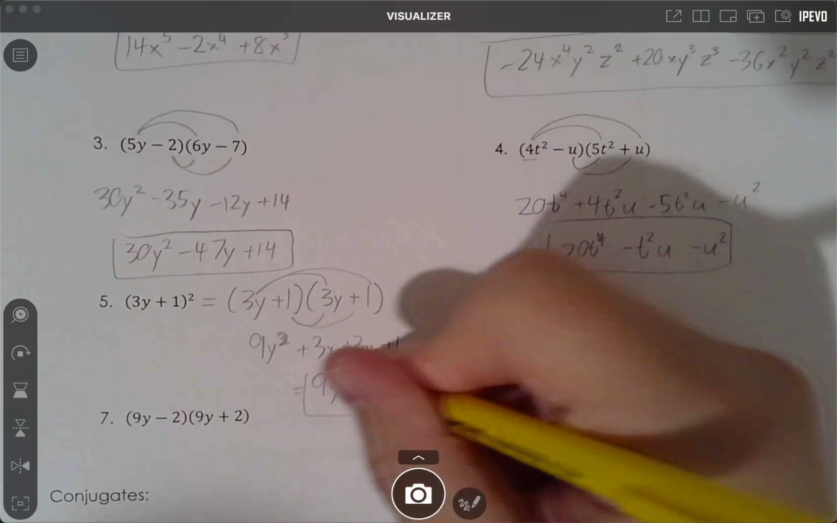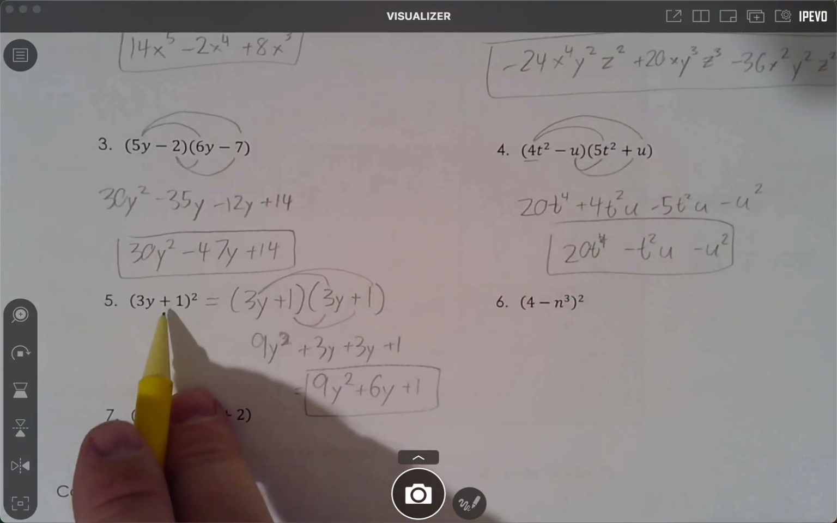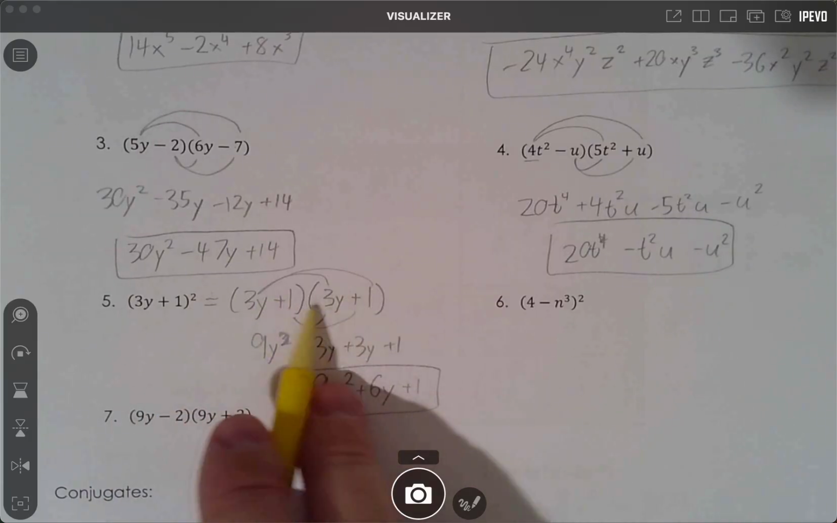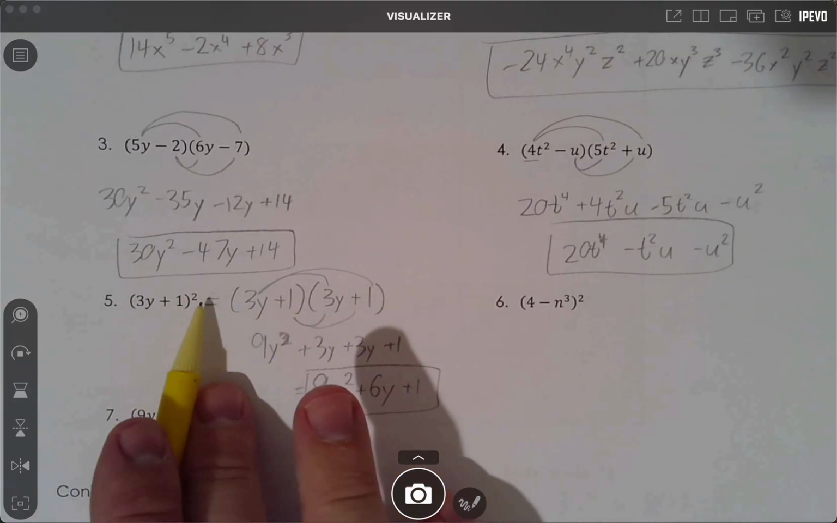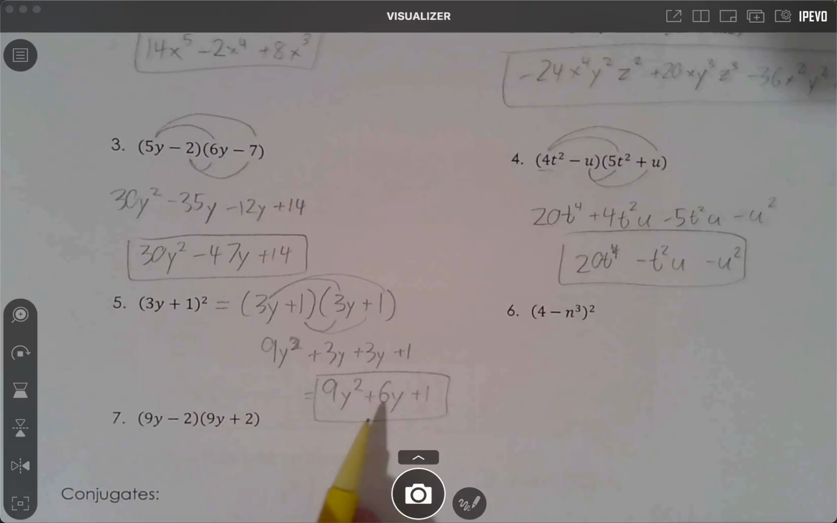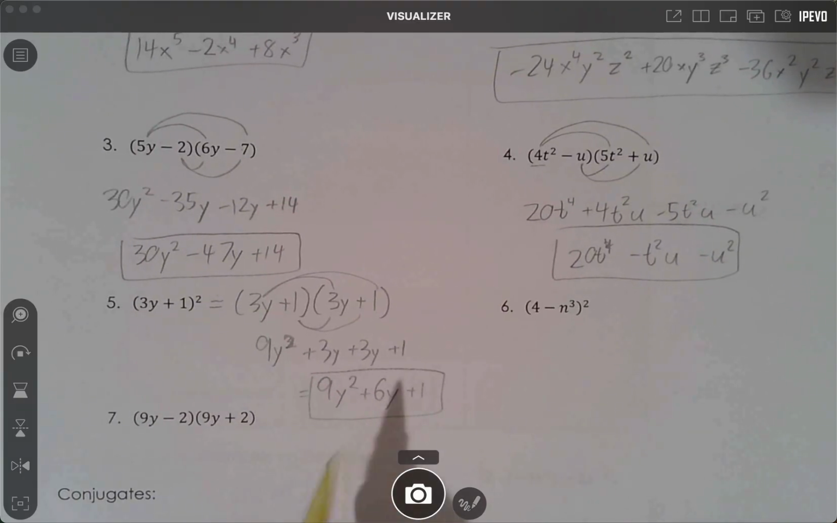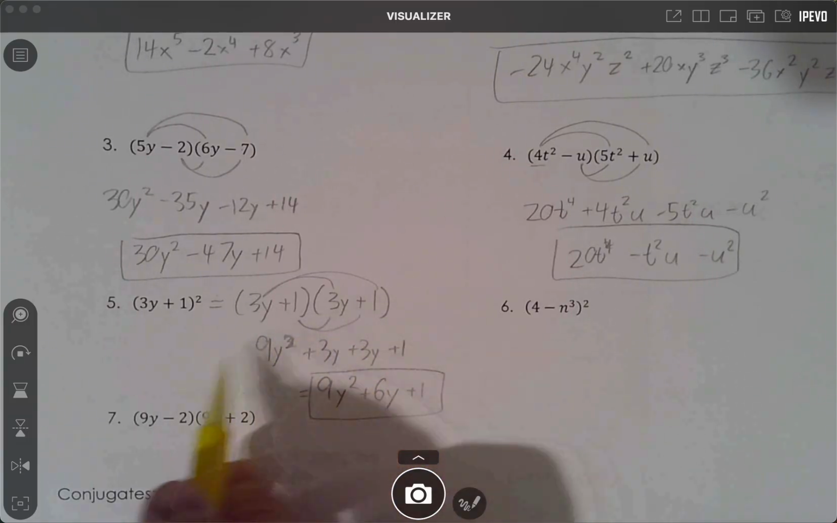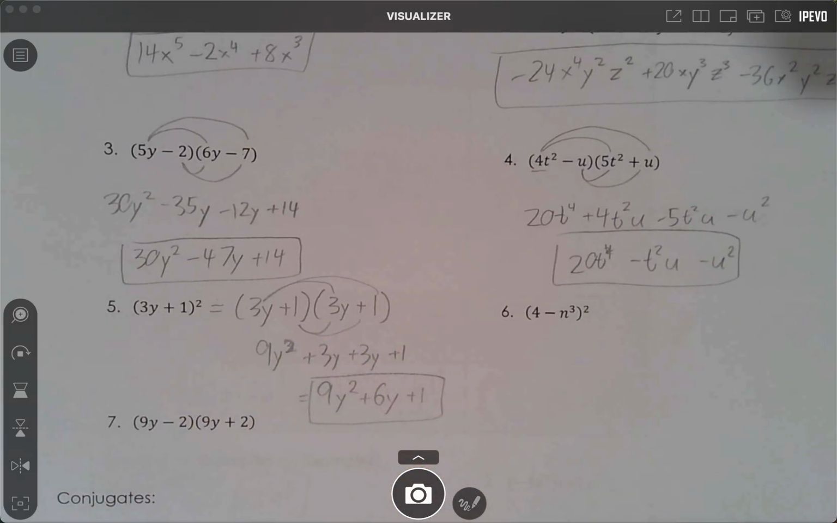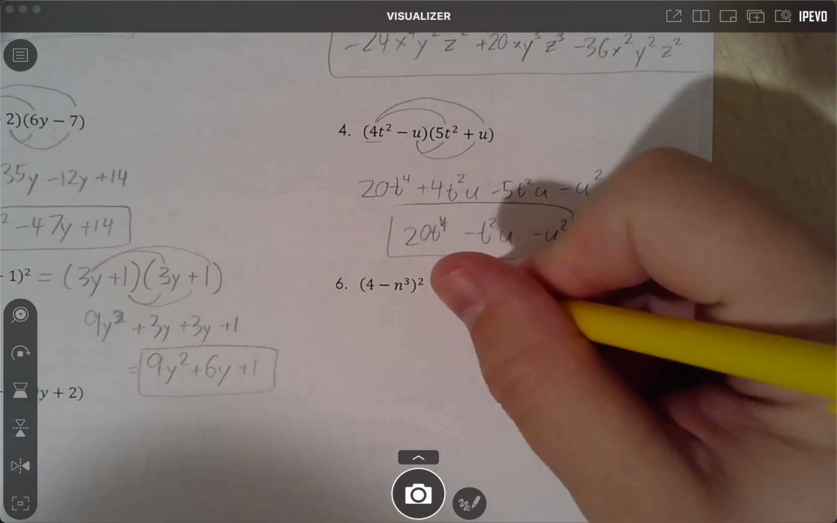So from the foiling process, from truly writing this out twice and doing my multi-term distribution, I realized that it's not just 9y squared and not just plus 1, but there's a middle term that presents itself because of the way that the exponents play off each other as I go through my foiling or my multi-term distribution. Okay, let's just keep going then.